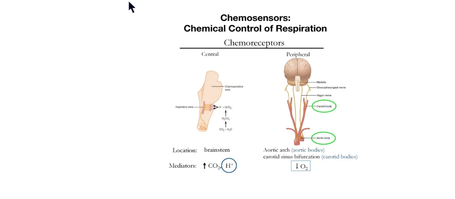So looking here, same general area. Your aortic bodies that are present at the aortic arch are going to communicate by which nerve? Which cranial nerve? Vagus. What about your carotid body, which is where your carotid sinus is? Glossopharyngeal, cranial nerve 9. Okay?